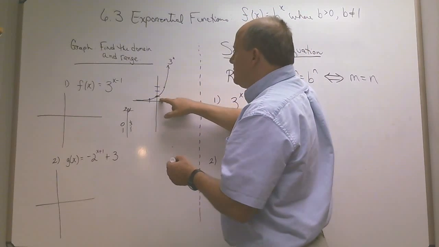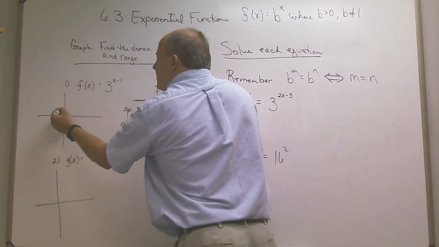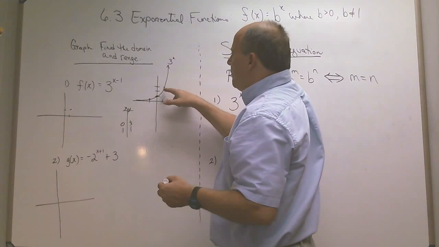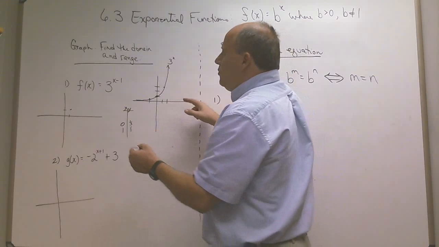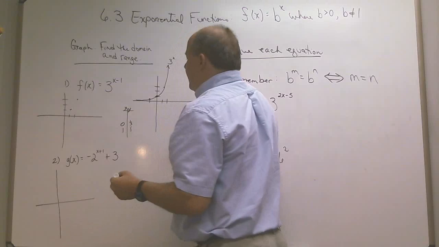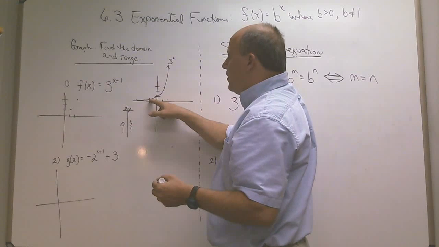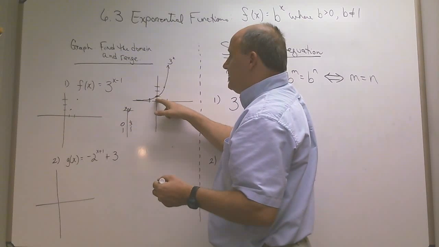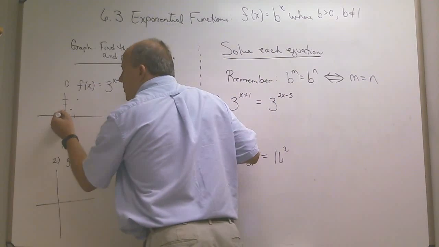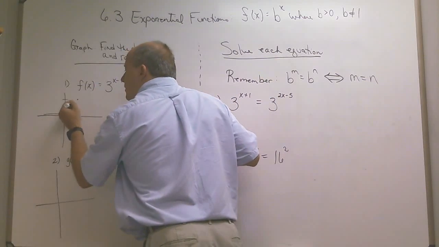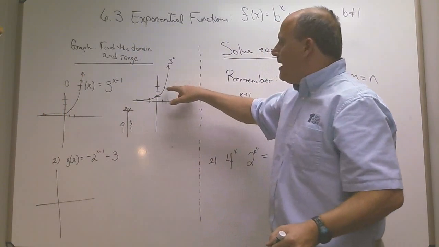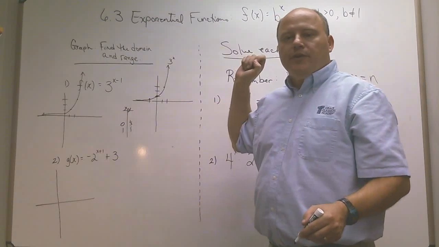So I'm going to use this as a copy. Instead of 0, 1, it's going to be 1, 1. Instead of 1, 3, it's going to be move it over 1 more, 2, 3. Instead of negative 1, 1/3, it's going to be 0, 1/3, which is what we said already. So that's the graph here. So all I did was take the basic graph and move it 1 unit to the right.